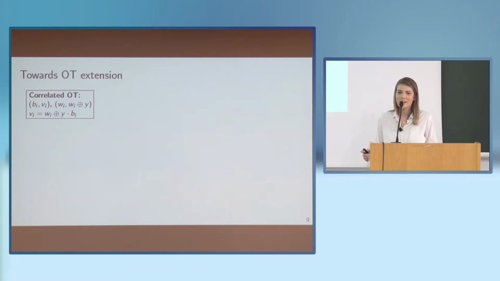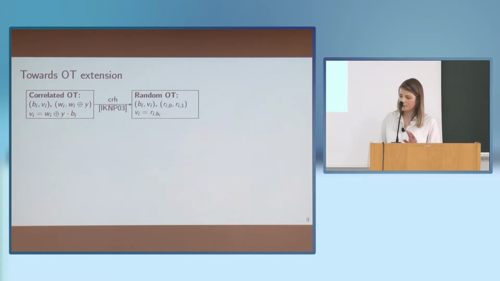Okay, so towards our 2-round OT extension, what's the idea? I already mentioned before that an intermediate step in the IKNP protocol is correlated OT, and this will also be an intermediate step in our protocol. In correlated OT, the sender does not have two independent messages, but has one message, and the other message is always a constant offset of the first message. You can think about bit OT or string OT.